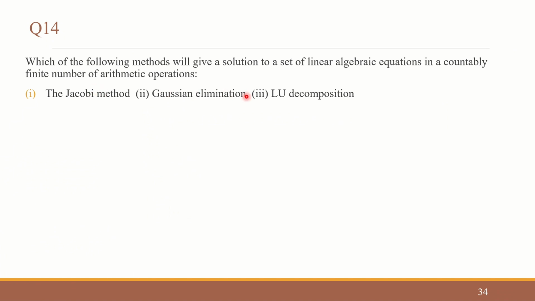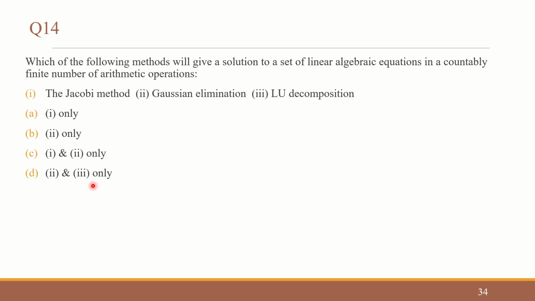Jacobi method, Gaussian elimination, LU decomposition. So option A, 1 only. Option B, 2 only. Option C, 1 and 2. Option D, 2 and 3 only. So actually, which of the following methods will give a solution to a set of linear algebraic equations in a countably finite number of arithmetic operations?